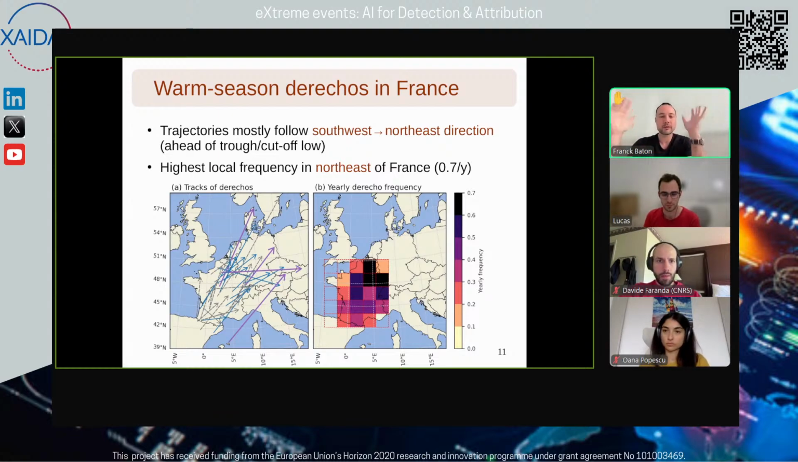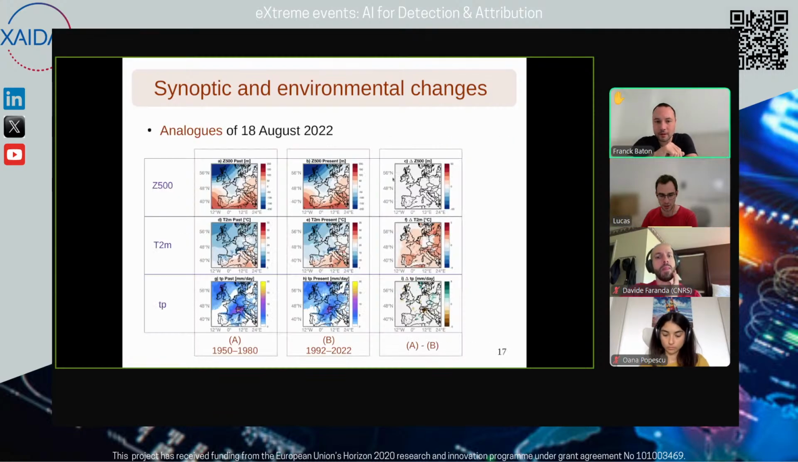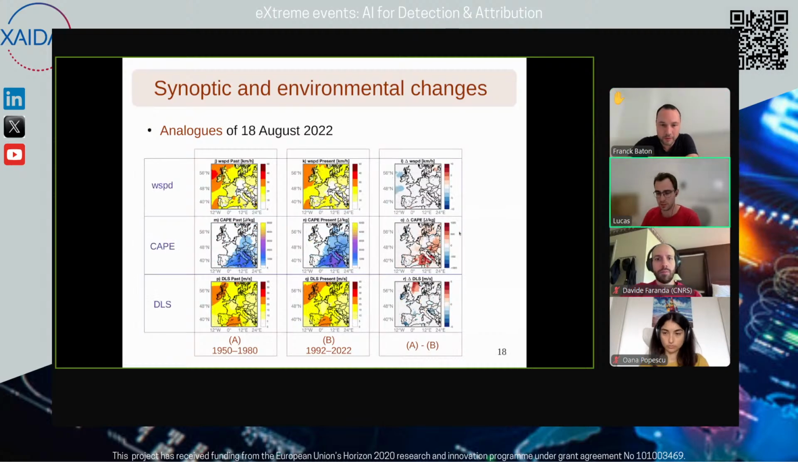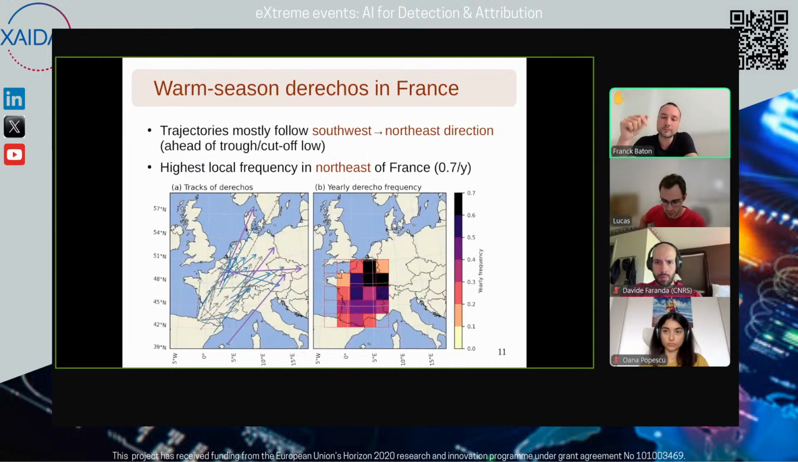When you compare the CAPE between past and actual, you show an increase in the south of France. Yes, here, we can see an increase in Corsica or Sardinia. But when I watch slide 11, you show an increase in frequency in northeastern France. So how do you explain this different information? And my other question is, how do you explain the start of derecho in France, in the continental territory of France?